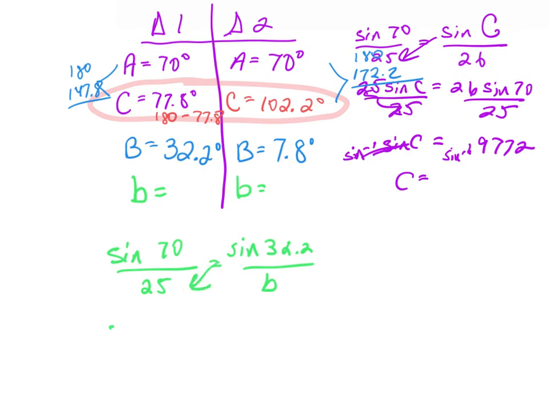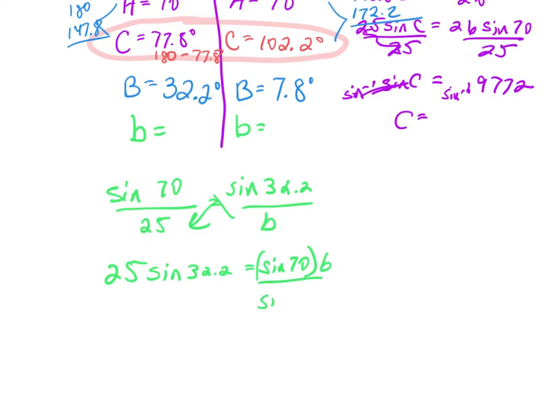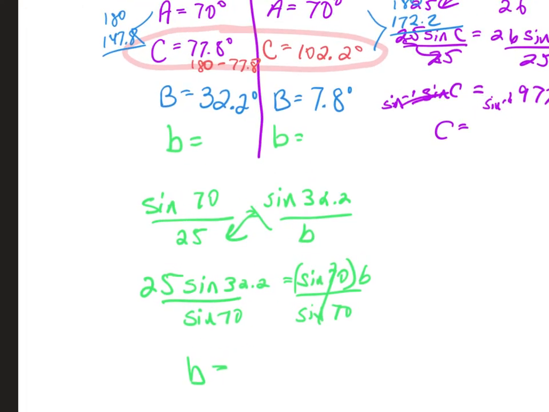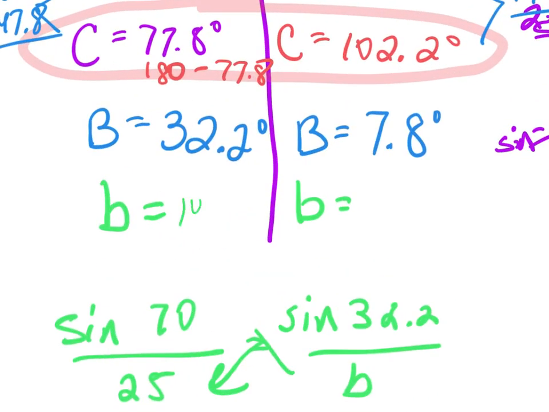So cross multiply: 25 times the sine of 32.2 equals sine 70 times B. Divide both sides by sine of 70. So B in the first triangle would be 25 times the sine of 32.2 divided by sine of 70. So about 14.2. So side B is about 14.2.